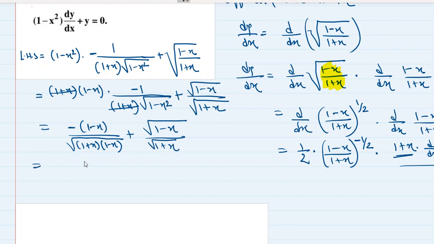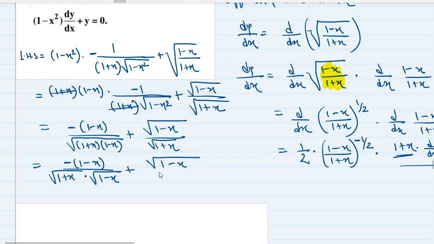Don't lose it, please. So this is minus of 1 minus x upon, see this here, this under root of 1 plus x into 1 minus x can be written as under root of 1 plus x multiplied by under root of 1 minus x plus under root of 1 minus x upon under root of 1 plus x. So now you know what the LCM is going to be. So LCM is going to be under root of 1 plus x into under root of 1 minus x. So here under root of 1 minus x will be multiplied, and here 1 will be multiplied.